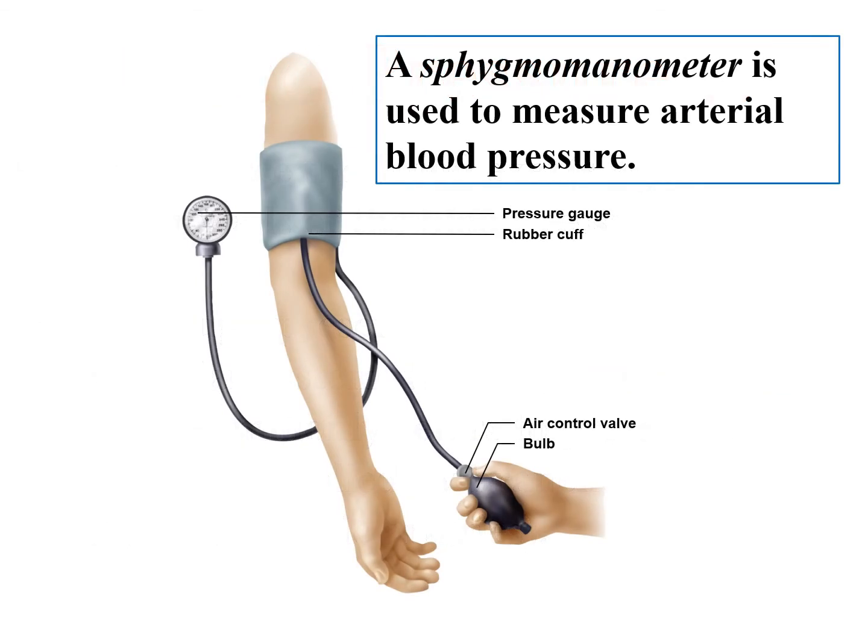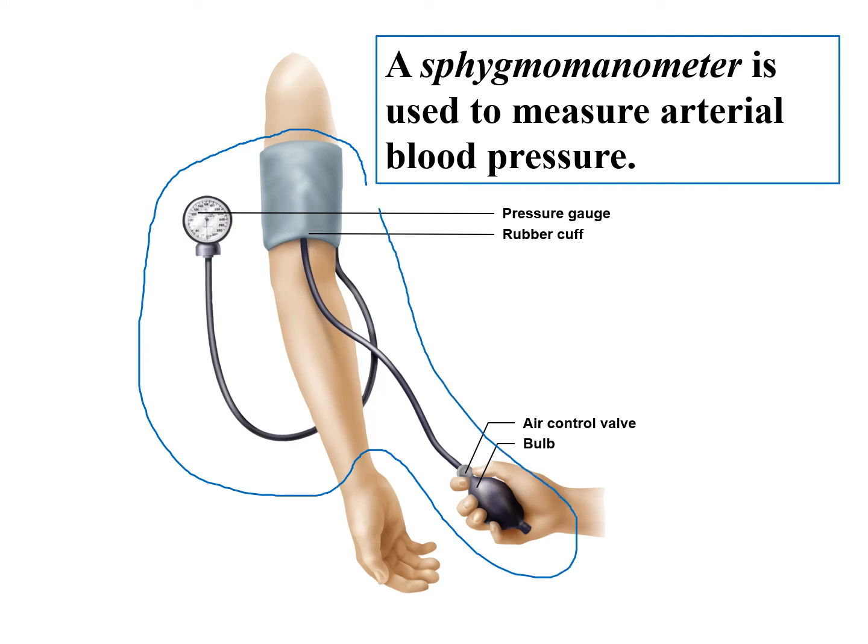Here's the setup. Here's the device that I was referring to a few moments ago. This is referred to as a sphygmomanometer. Sphygmomanometer, funny name. Here's the blood pressure cuff. It's wrapped around your arm, of course. There's typically a dial that's measuring the pressures. So as you inflate this bulb after closing off the air control valve, as you pump that up, this is going to inflate the cuff, and you're going to see this needle begin to move to higher values.